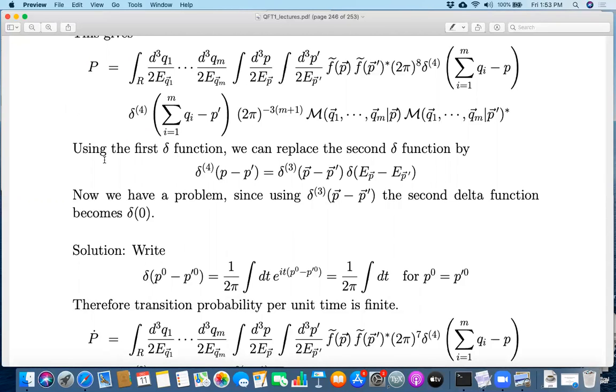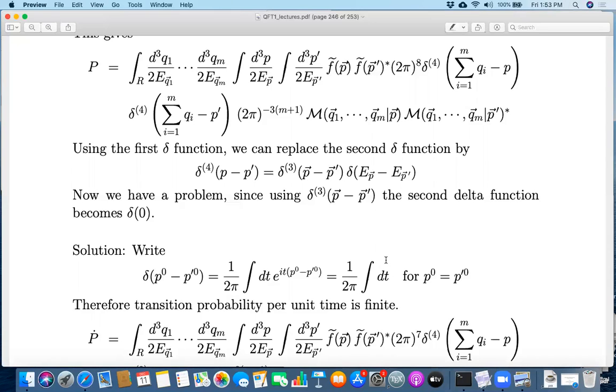So this suggests that the correct thing to do is to not look at the probability itself, but the probability of decay per unit time. You divide this probability by this time interval. Or imagine that you are working in a quantum field theory over a finite time interval, and then we calculate the ratio of the probability to the time interval. That will give a finite answer.